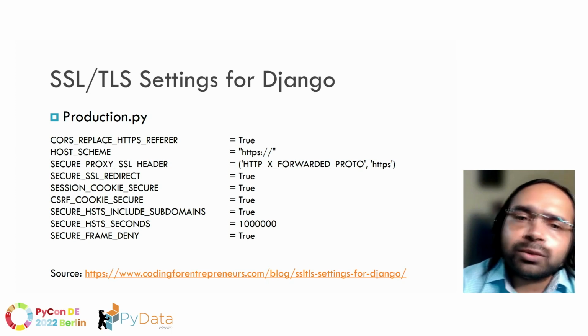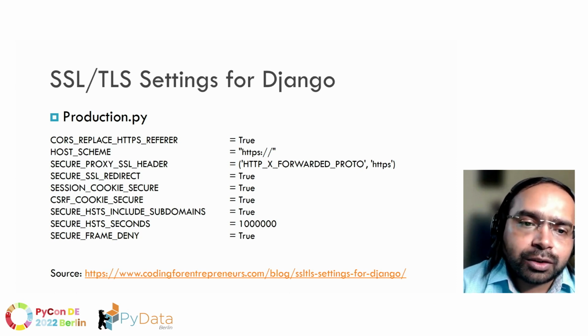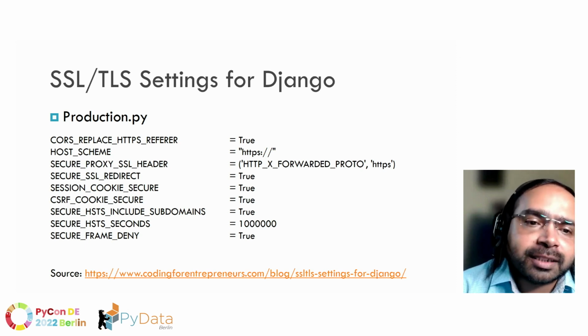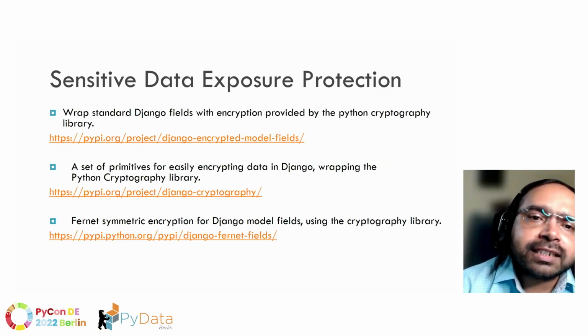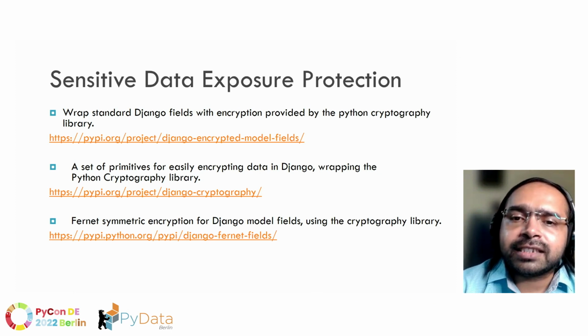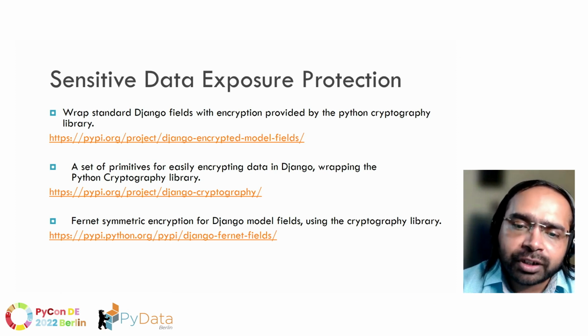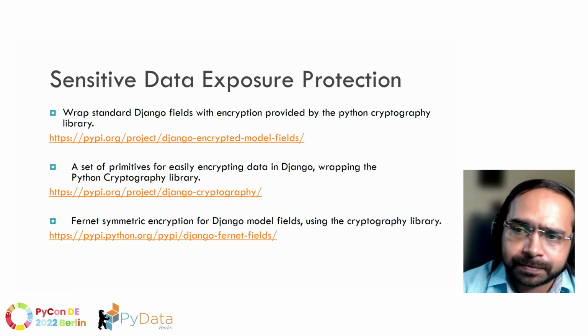Now this is what you can do in Django. There's a file called production.py, and you have to set these parameters to true. If you see here, most of the parameters are related to HSTS or HTTPS. Now to protect against sensitive data exposure, you can use Django packages such as Django encrypted model fields, Django cryptography, and Django Fernet fields. These are basically used for encryption and decryption.